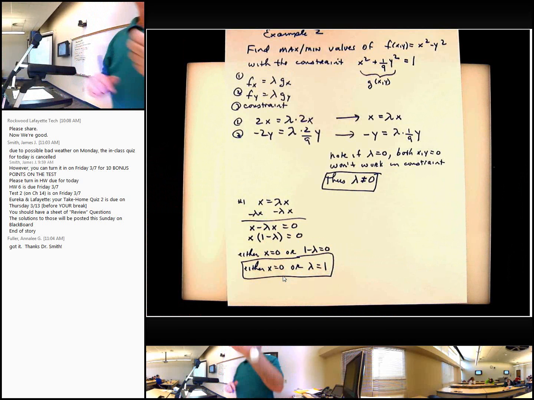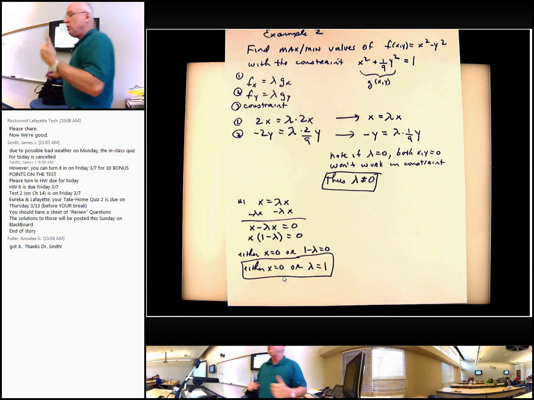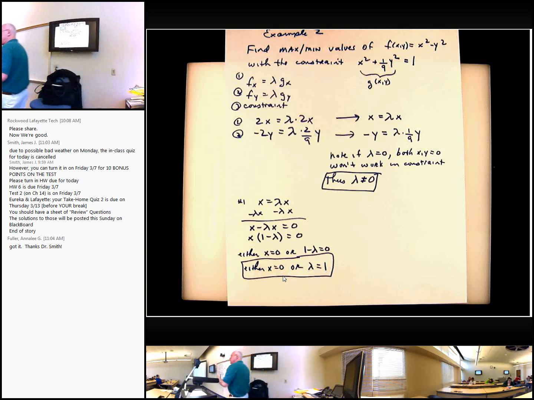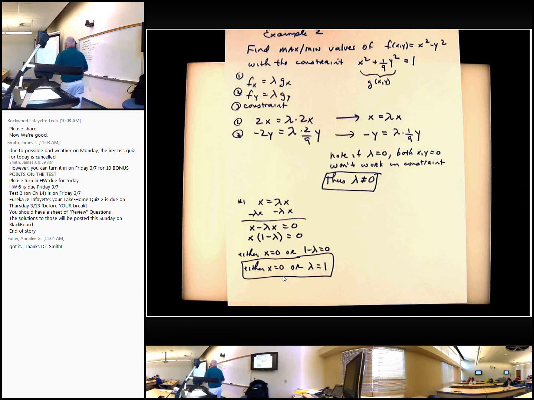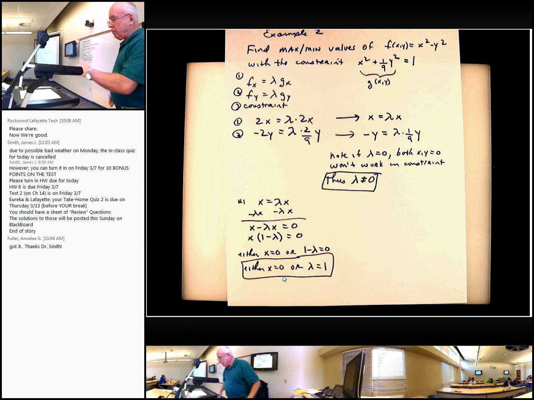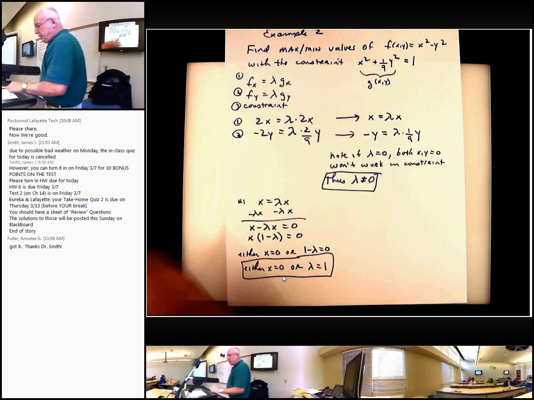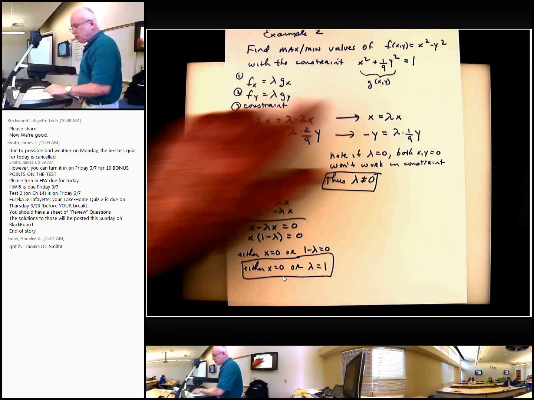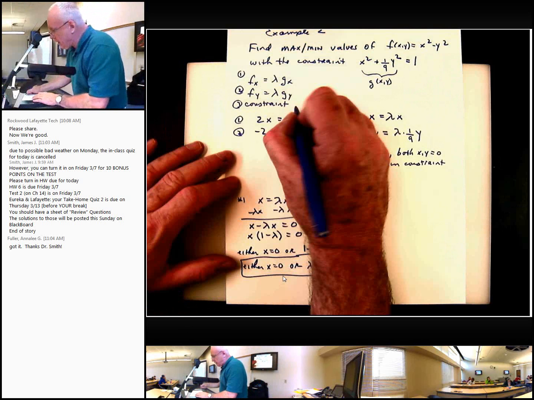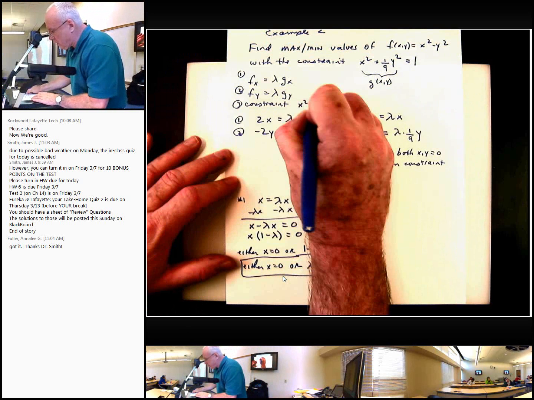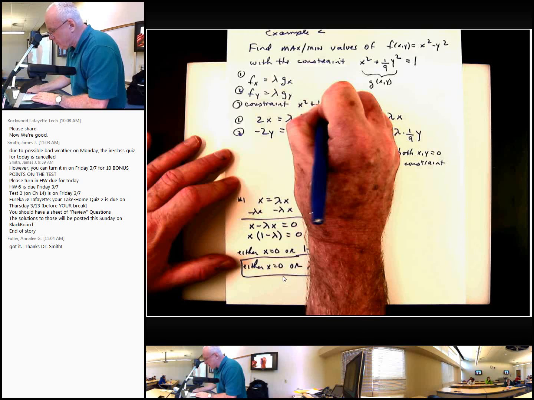Now, what can we do now? So we know that we're going to have one of these two cases. X is 0 and/or lambda is equal to 1. We're trying to satisfy all three of these equations. Remember, we're also trying to satisfy x squared plus 1/9 y squared equal to 1.